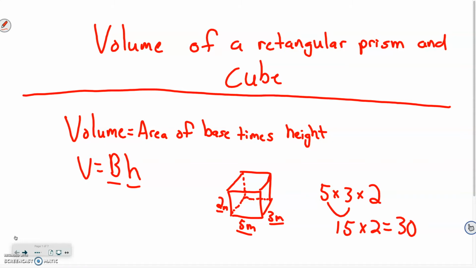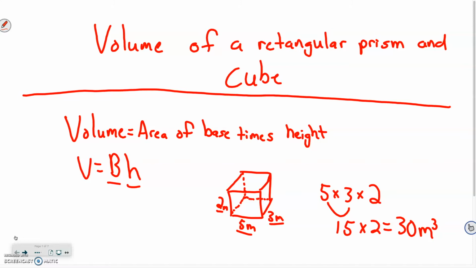Okay? Now our label is not squared, right? It is meters, and we have to use the cubed, because these are cubes. It's three-dimensional, that's why there's a 3. Okay? Length, width, and height.